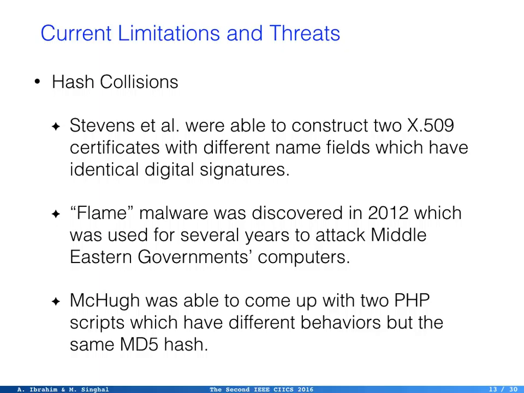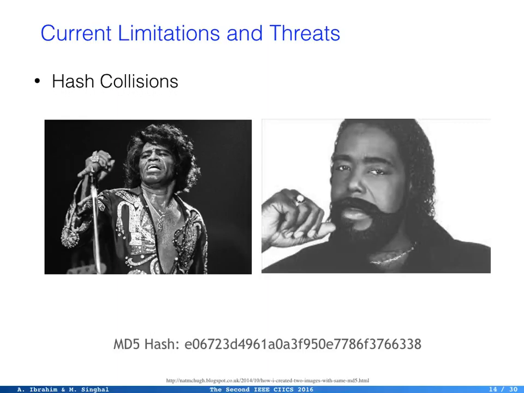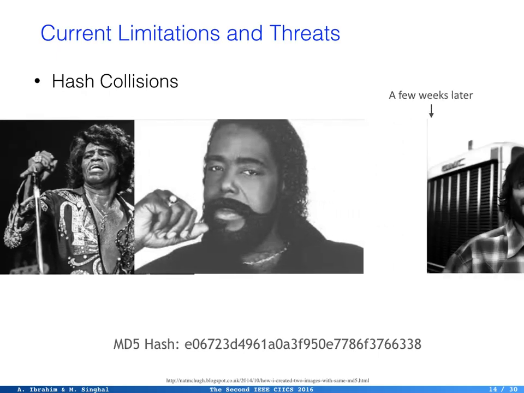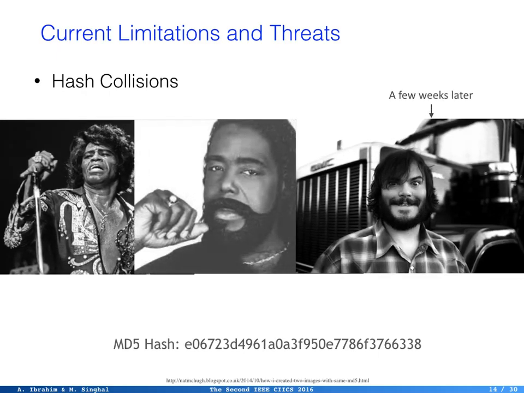In 2014, McHugh was able to come up with two PHP scripts, which have different behaviors but the same MD5 hash. He was also able afterwards to create a chosen prefix collision attack to come up with two totally different images, which have exactly the same MD5 hash. And a few weeks later, he was able to find a third image which has exactly the same MD5 hash.